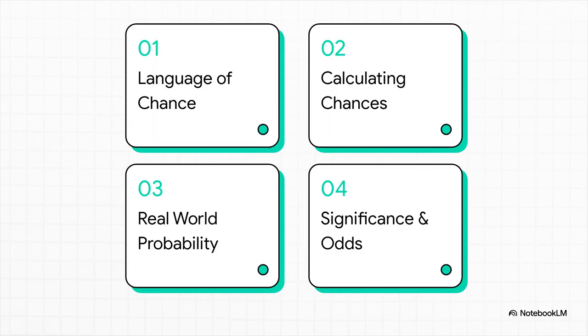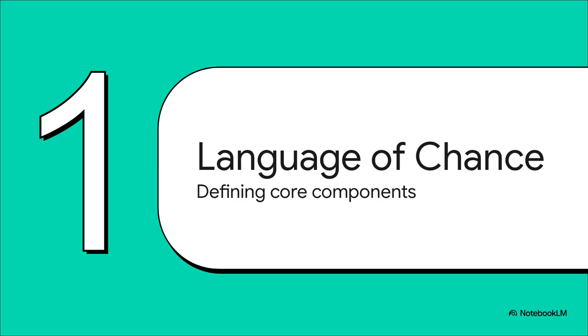And here's how we're going to do it. First, we'll get the basic vocabulary down with the language of chance. Then, we'll jump into calculating the chances. After that, we'll see how it all works with probability in the real world. And finally, we'll learn how to interpret it all in significance and the odds. Okay, let's start at the beginning.